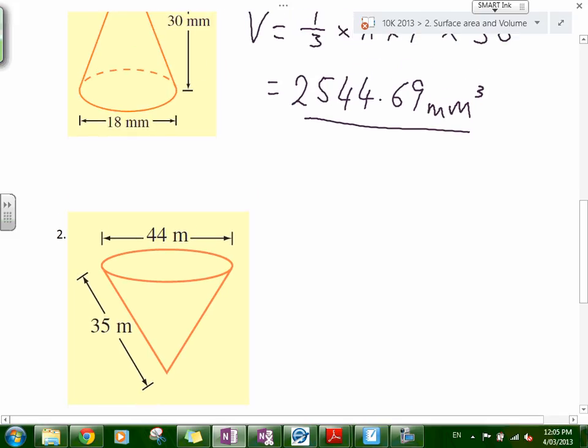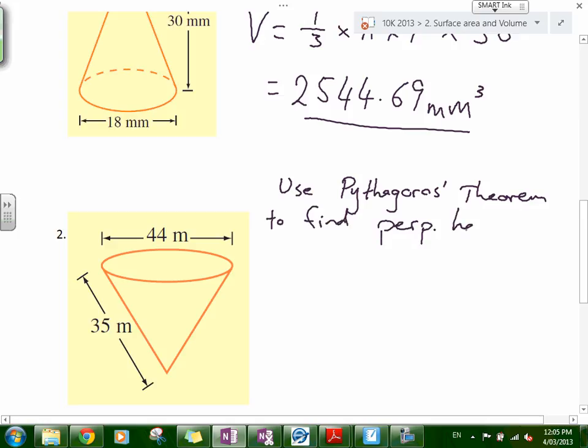Alright, so this one, we've got 44 is the diameter, and 35 meters is the slant height. So first, we'll use Pythagoras' theorem to find the perpendicular height. I'm going to draw the triangle. That's the right angle, so I've got the slanted height, which is 35, and that's the hypotenuse.